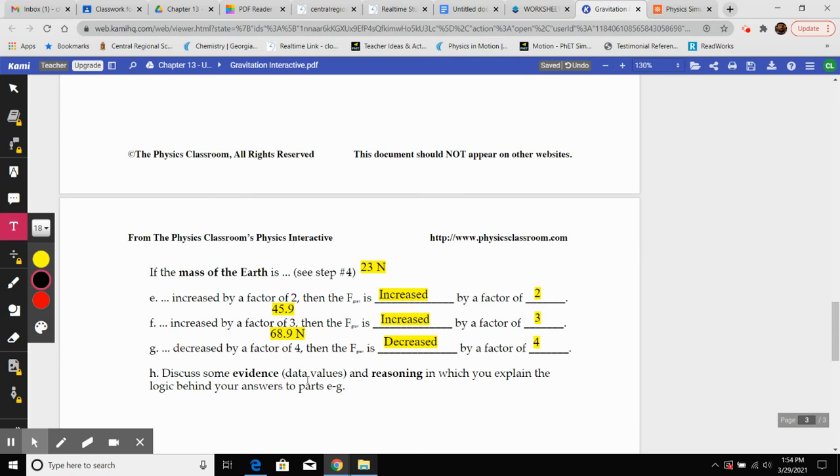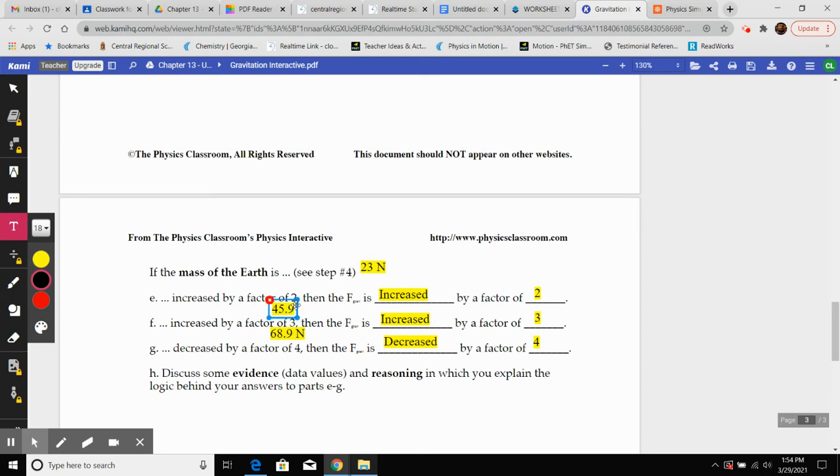All right, and discuss some of the evidence, reasoning for which you explain the logic behind your answers. Again, we set it to a certain value, we doubled the mass, and we got a new value. All right, we divided out and we figured, okay, it's about double.